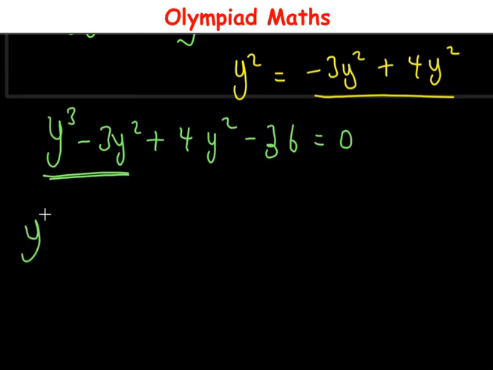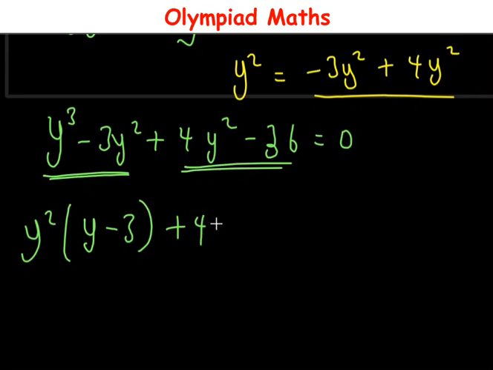So bringing out y squared, what we have, if you divide y raised to the power 3 by y squared, the answer is y. Then if you divide, we have minus. If you divide 3y squared by y squared, the answer is 3. Then also right here, factorize out plus 4 from here. So plus 4. If you divide 4y squared by 4, the answer is y squared. And if you divide 36 by 4, the answer is 9. So minus 9, all is equal to 0.